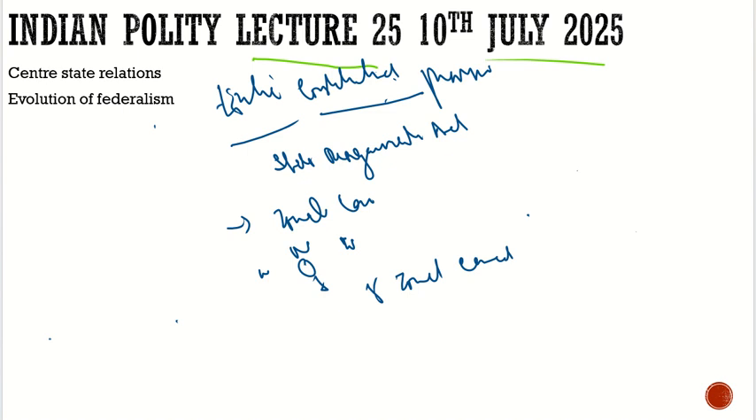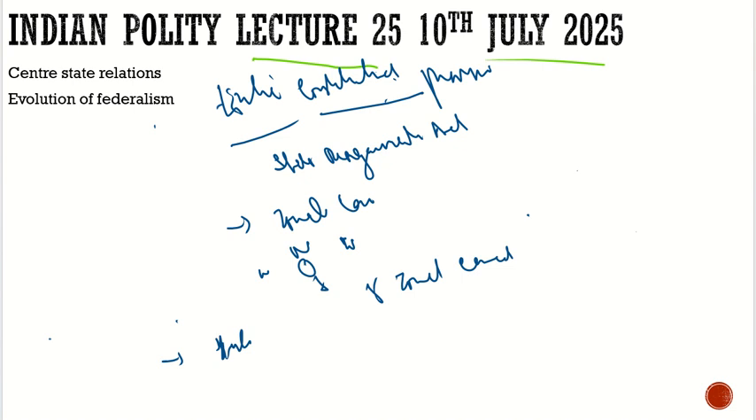So these are the zonal councils, and they came through the State Reorganization Act of 1956. So these are statutory bodies. Similarly, we have different issues in various zones. So with respect to that, to sort out those issues, these zones were created.